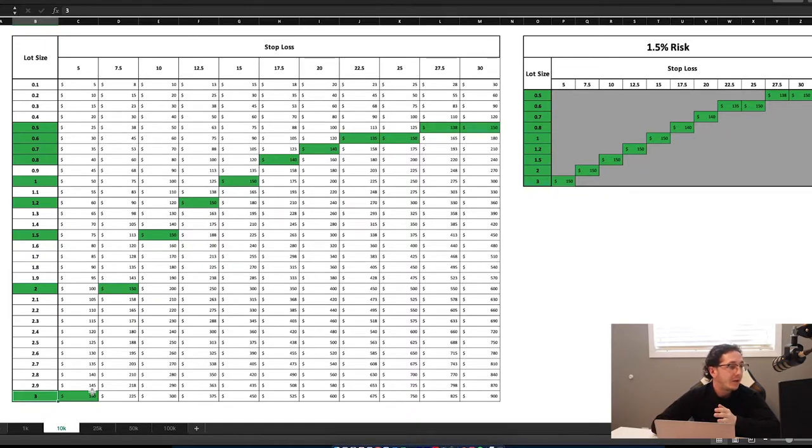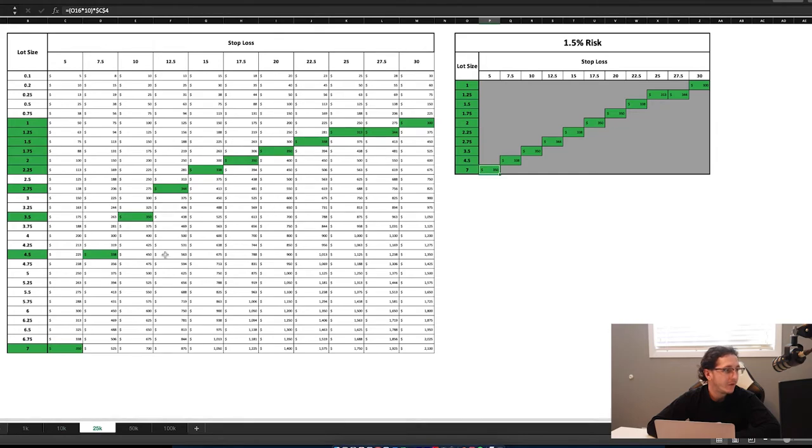And as we slowly go up, right? A 20 pip stop loss, we can trade 70,000 units, and that'd be 7 mini lots, right? So as you can see, the trend is basically the same. One that will change slightly is the $25,000 account, right?